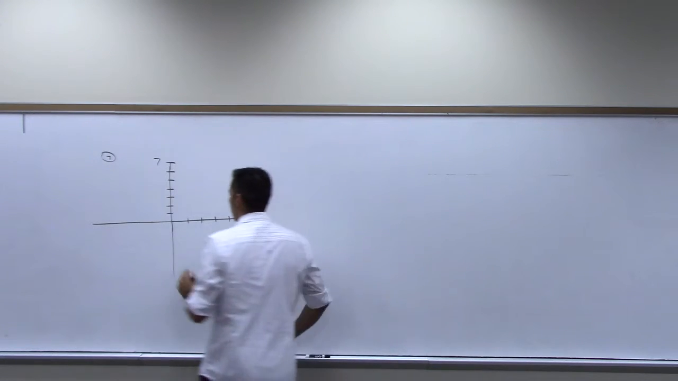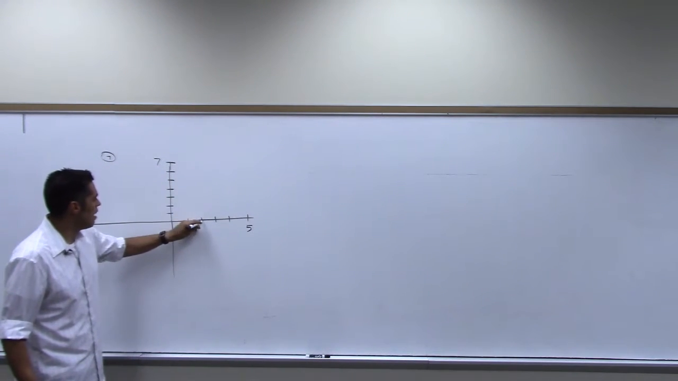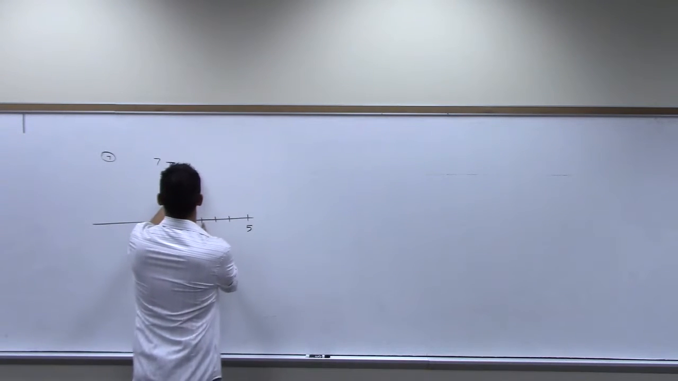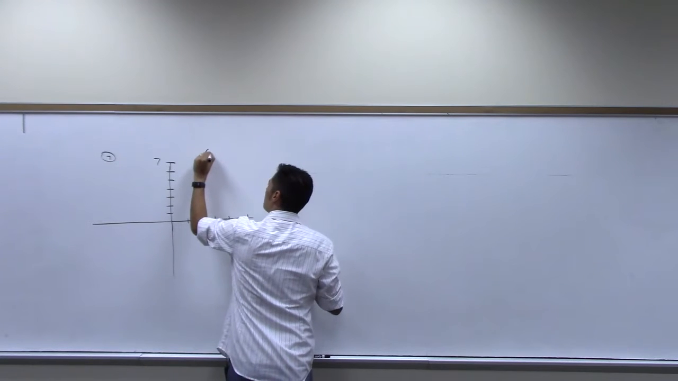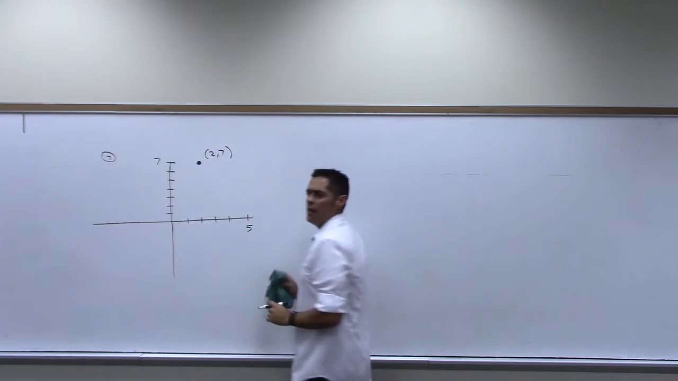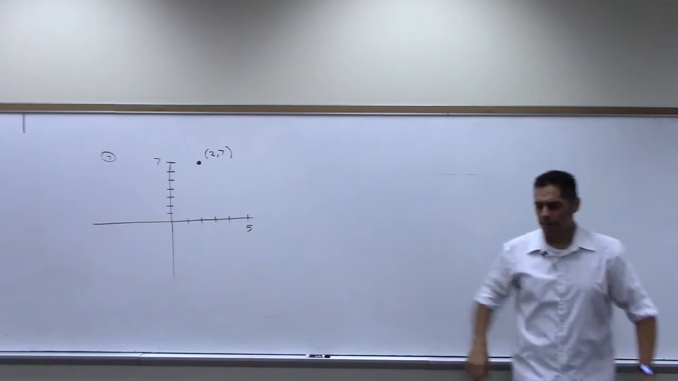All right, so I'm going to put my vertex first. My vertex is at 2, 7. So out to the right 2, up 7, and put a dot there. I'll label this. Notice I'm putting the label above the vertex because I know it's going to open down, so I didn't want it to run into my graph.